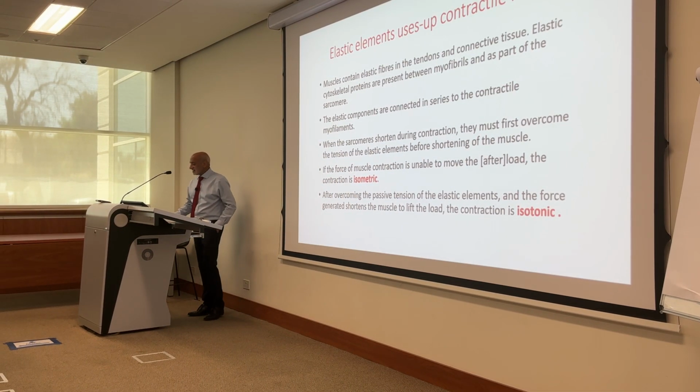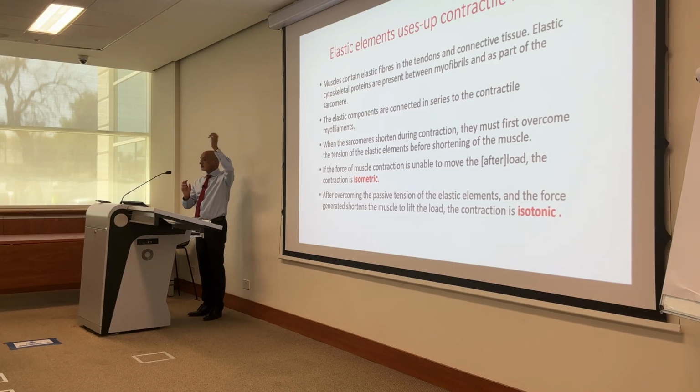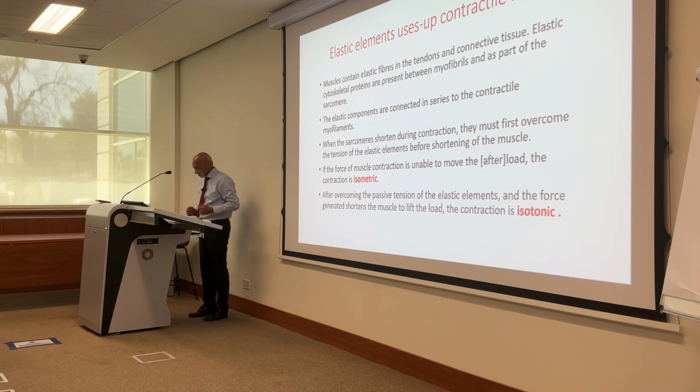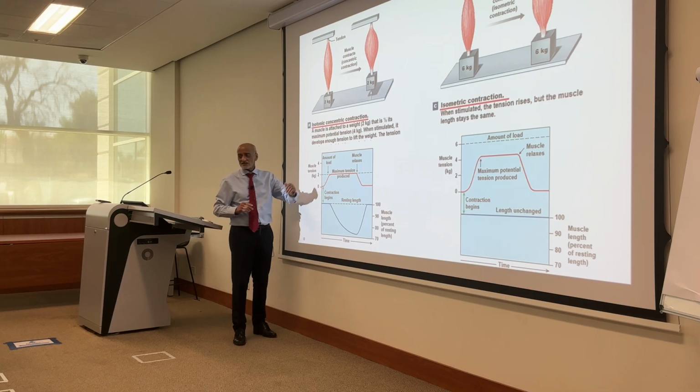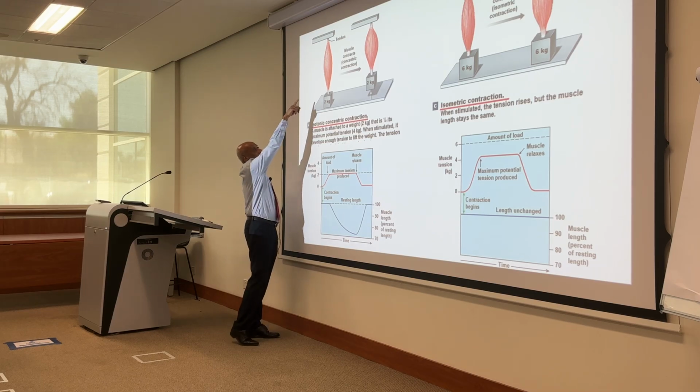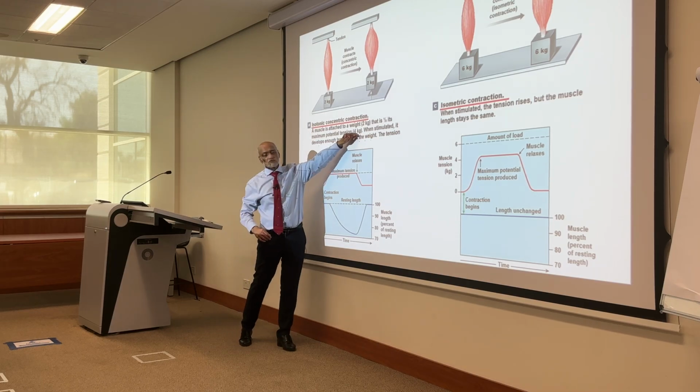Again, the elastic components, because they are in series, you have to overcome them before the actual load is moved when the muscle is contracted. If the load is moved, that means it's an isotonic contraction. If the load is not moved, the muscle is not contracting sufficiently, then it is an isometric contraction. And I try to represent that in this diagram. So if you're looking at this now, you've got this muscle, its maximum load it can carry is 4 kg.